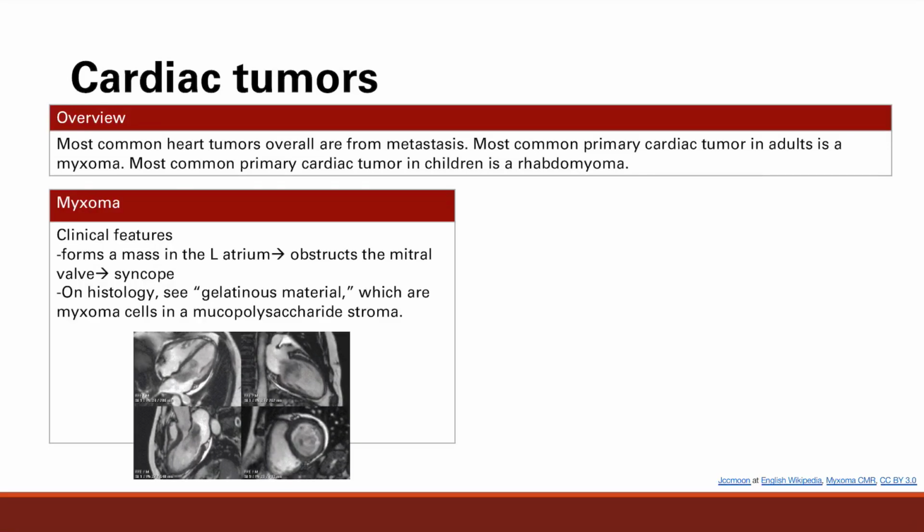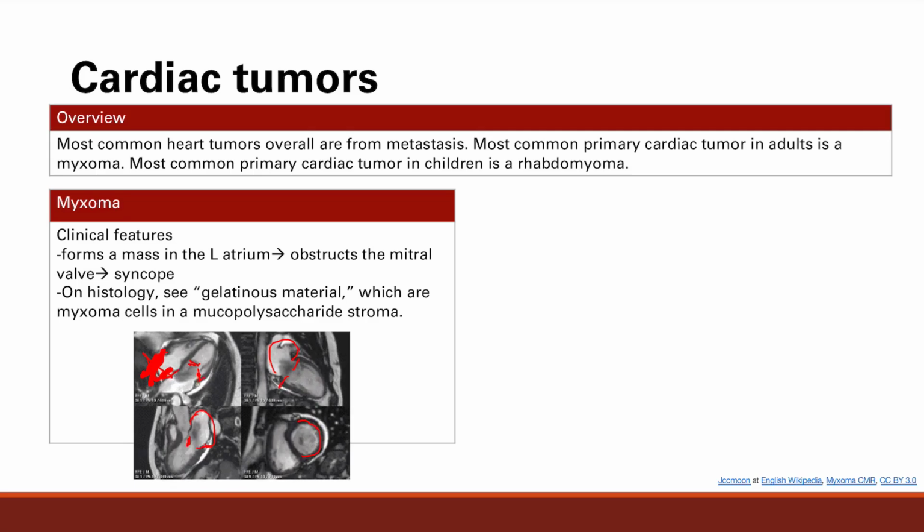Myxomas usually form a mass in the left atrium, which is in this picture here. This is the whole left atrium. And what's going to happen in that valve is imagine you have a ball. So that's what I think of the tumor as. You have a ball in your left atrium, and it's going to drop around with gravity, and it's going to block that mitral valve. So you can see here, there's the mitral valve. And I drew this wrong. Excuse me, ignore that. This is the left atrium. I need to work on my anatomy, as you can see.